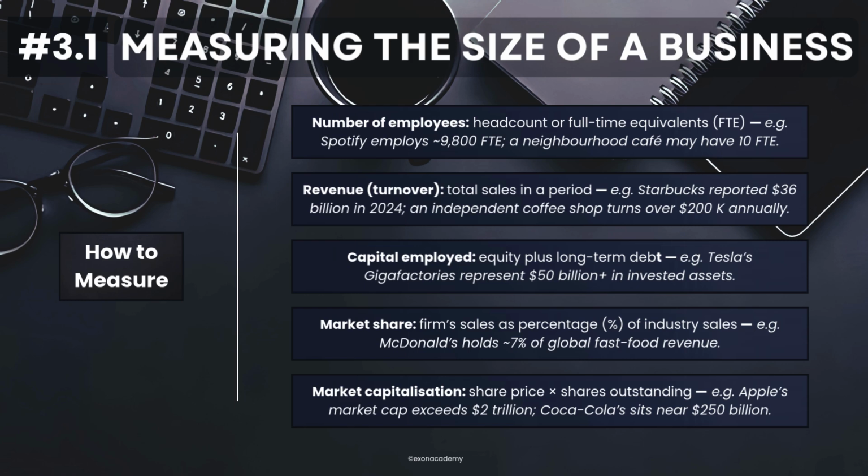We also look at market share, which shows how much of the total sales in an industry a company controls. For example, McDonald's holds about 7% of the global fast food market, which highlights its strong position in that industry.